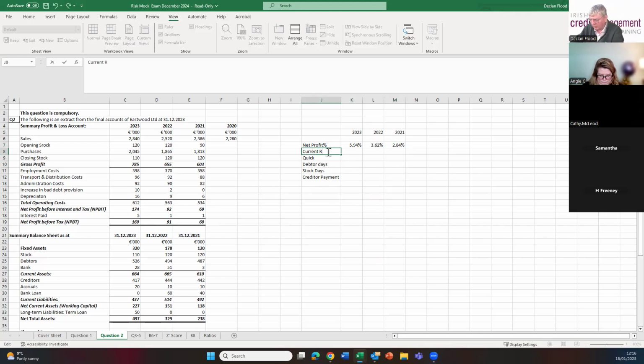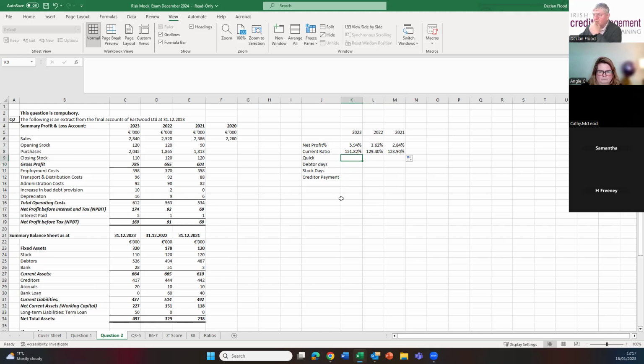So the next thing is the current ratio. We go back to the formulas and think, what is the current ratio? The current ratio is simply the current assets divided by the current liabilities. So my current assets divided by my current liabilities. Bang. So my current ratio is 1.51. Sorry, you can express it as 1 to 1.5 or whatever, or 151. So there you go.